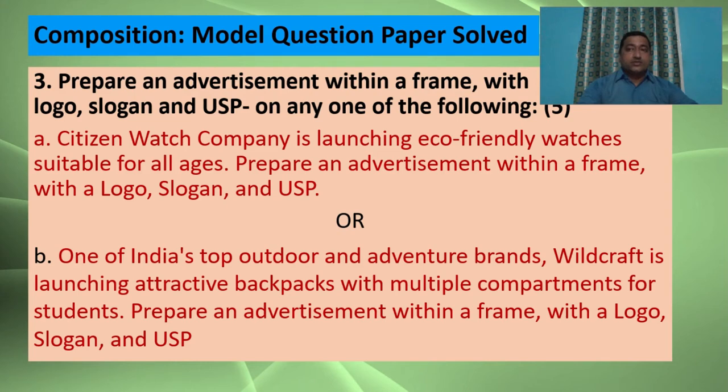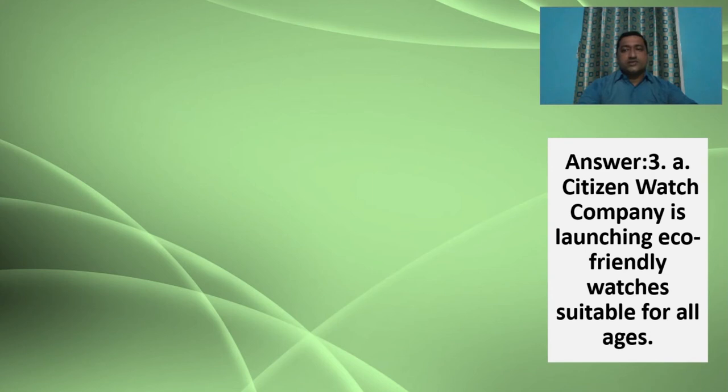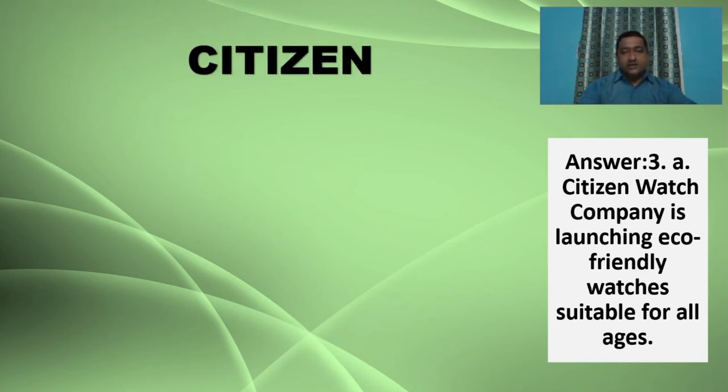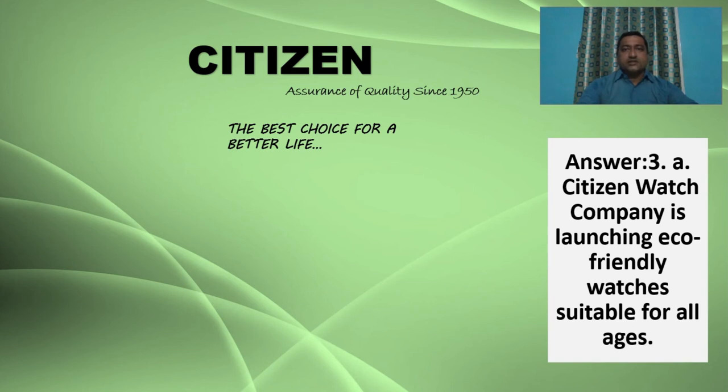I have made an attempt for both. So when we go to the question, Citizen Watch Company is launching eco-friendly watches suitable for all ages. The first thing is you need to bring in the company name, that is Citizen. Then you can go with any other thing, I have mentioned here, assurance of quality since 1950 as a byline, a line which catches the attention of the customers. Then we have a catchy slogan, the best choice for a better life is possible.